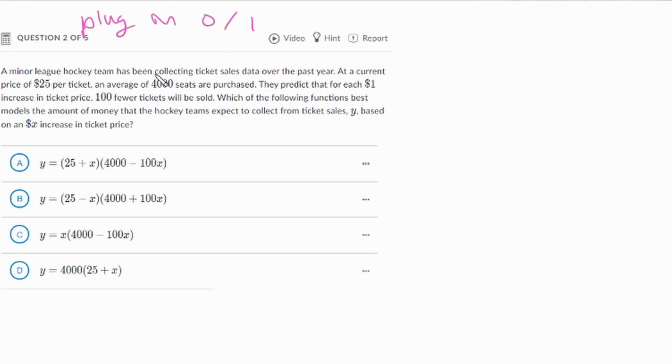If we start at our 0, our starting point, you can see that the starting point is the current price, which here it says is $25. So we're going to start at $25. And then we need to find Y when we have a $25 ticket price. We can see that 4,000 seats will be purchased, so we just multiply by 4,000. So our starting point is going to be 25 times 4,000. Now let's plug in 1. Let's go one step forward in our quadratic function and let's see what we'll get.